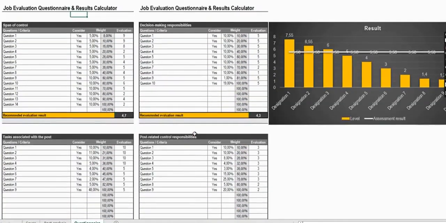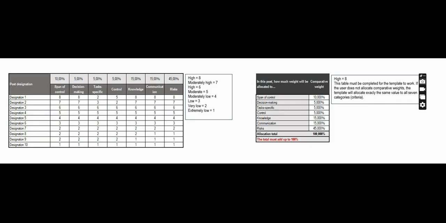Users can select which criteria they want to include in the evaluation, and the weight allocated to each of these criteria. Start by defining the different post hierarchies in your enterprise. Remember, the template has been specifically designed for small to medium-sized enterprises. Provision has therefore been made for up to 10 designations or hierarchies on the staff establishment.